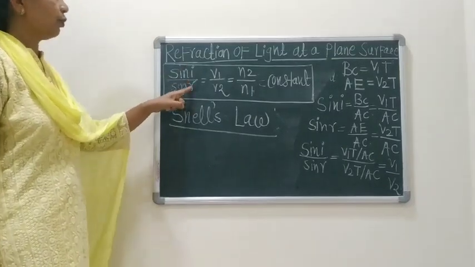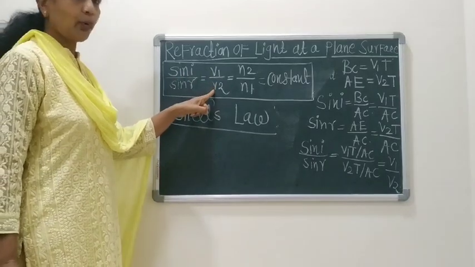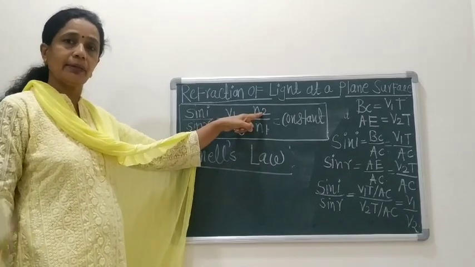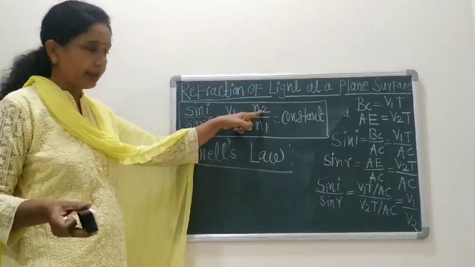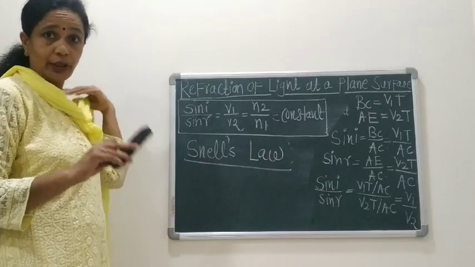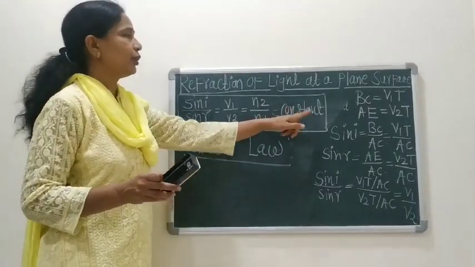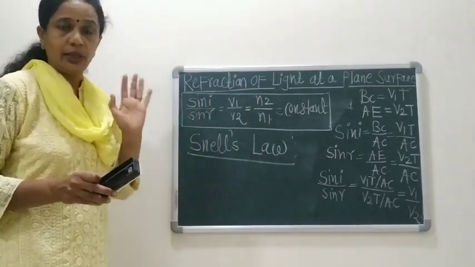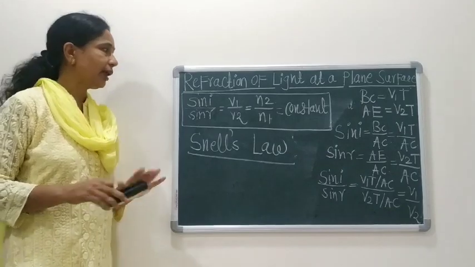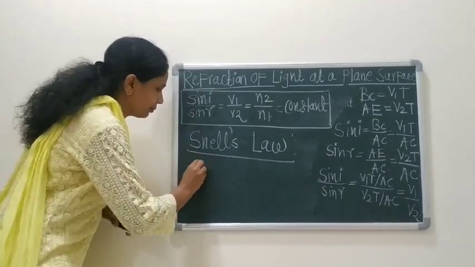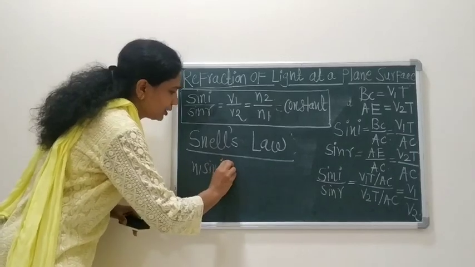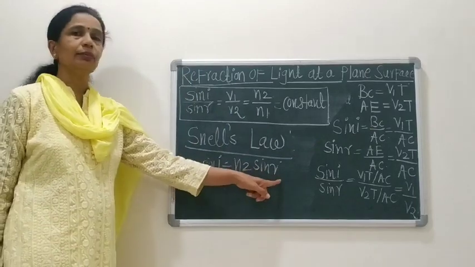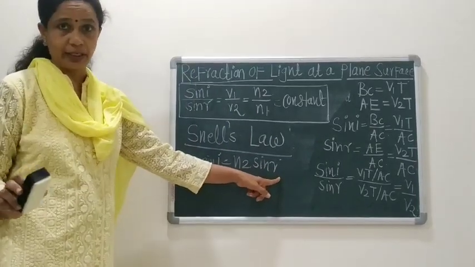Therefore, sin I upon sin R is equal to V1 upon V2 is equal to N2 upon N1, where N2 is the refractive index of the second medium and N1 is the refractive index of the first medium, and that ratio is always constant. This is the law of refraction. Therefore, the law of refraction is defined as N1 sin I is equal to N2 sin R, where R is the angle of refraction.